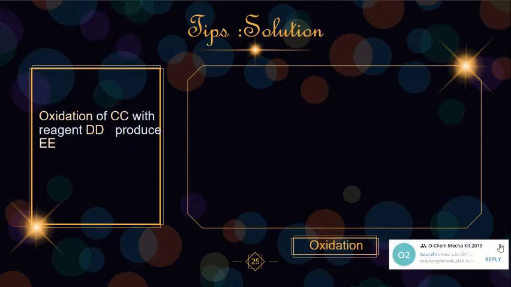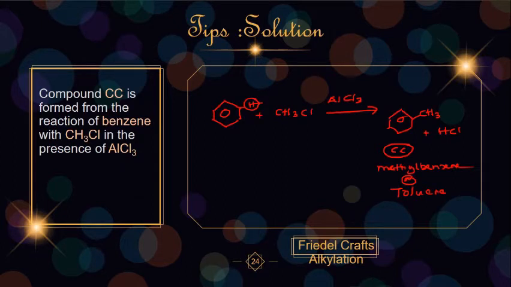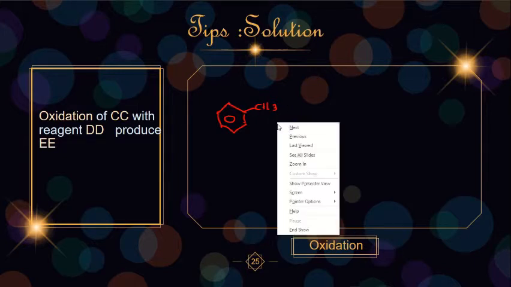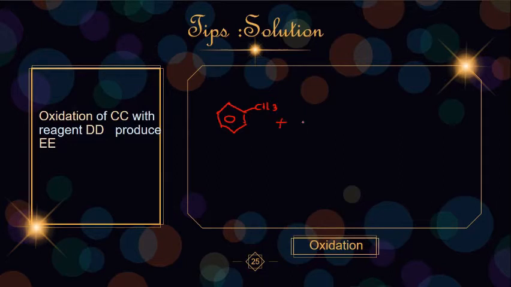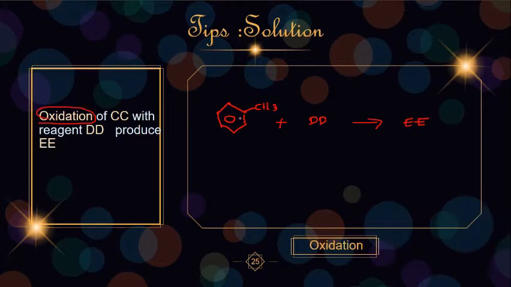Okay, the next one is oxidation of CC with the reagent of DD to produce EE. Okay, so what is the structure of CC kita tadi? Ia adalah toluene, right? So kita ambil toluene kita balik, CH3 tadi. Okay, kita campur dengan reagent kita sekarang ni adalah DD, but we don't know what is actually DD. So kita akan produce kat sini EE. Kita mention kat sini ini adalah oxidation.